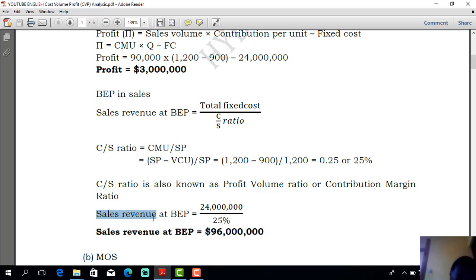So lastly, sales revenue at break-even point equals fixed cost, which is 24 million, over CS ratio 25%, and you end up with $96 million. That is your answer. Let me ask one thing. Maybe you can see it later, we'll see it in section C.